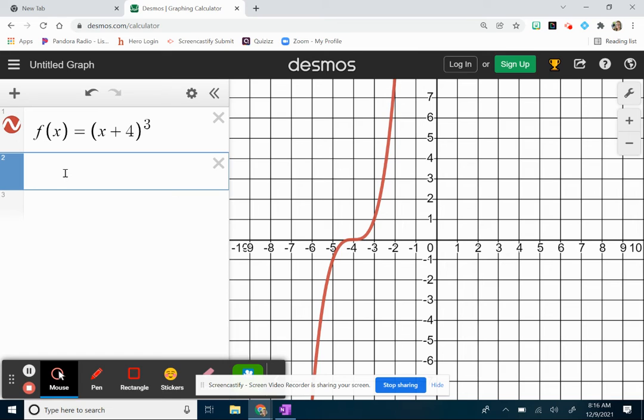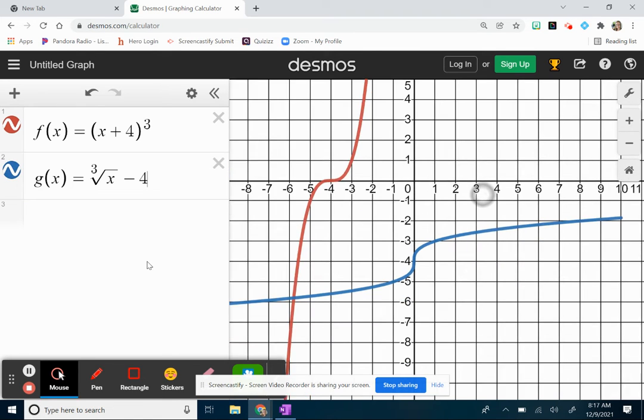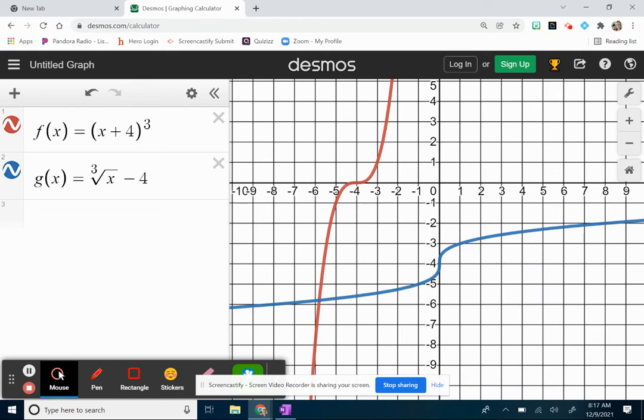And I'm going to use g of x for my inverse function. I need the cubed root. Awesome. Cubed root of x. And then minus 4 outside. So I have to cursor over. And then I have these graphs.